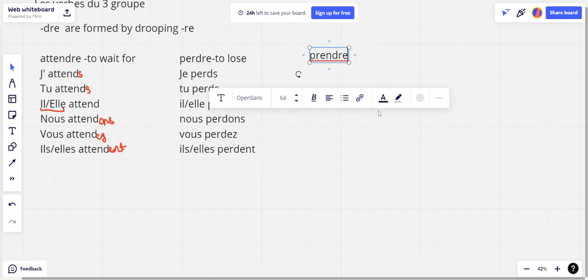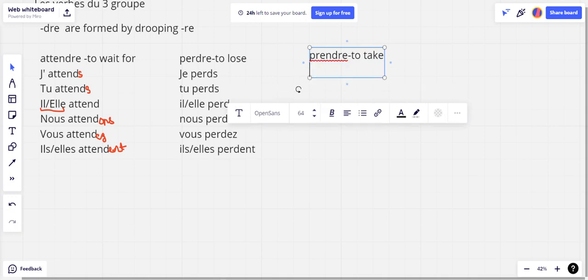If you have any other things to tell, you can tell me in the comments. So this means to take. Again we have our conjugations: je, tu, il or elle, nous, vous. If you have any doubts related to such topics, you can let me know in the comment section.